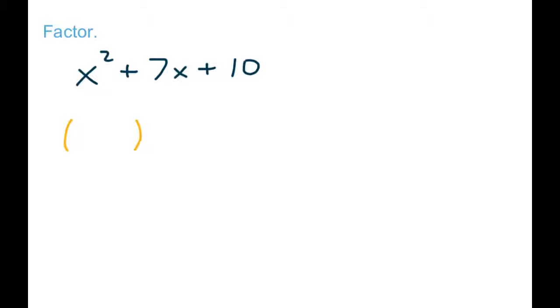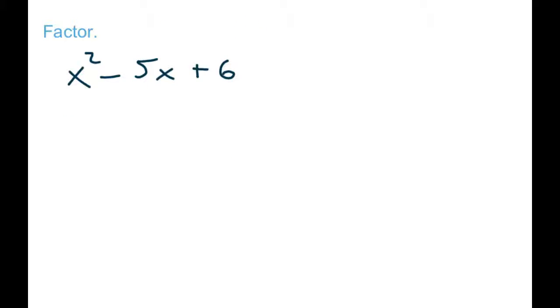Alright, here's another one. I know that I'm going to get two binomials. I know that I'm looking for two numbers that I multiply to get 10, add to get 7. Now you're starting to get used to it. Maybe you don't have to list all the factors of 10. You probably saw right away that it's 2 and 5. You have two addition signs. So x plus 2, x plus 5. 5 times 2 is 10, 2 plus 5 is 7. Pretty easy once you get used to it.